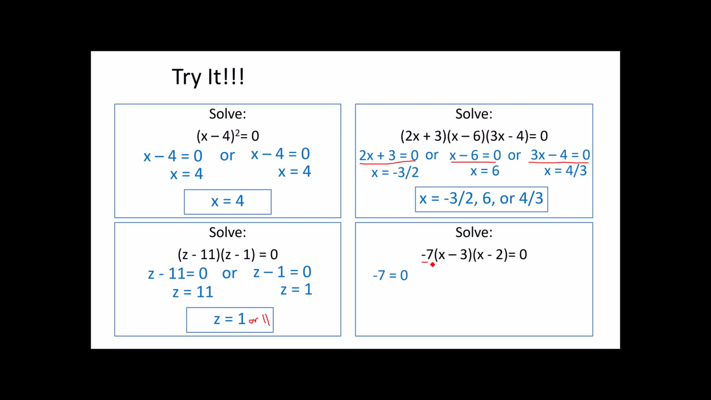This one's interesting. Either negative 7 equals 0, x minus 3 equals 0, or x minus 2 equals 0. Notice that negative 7 equals 0 doesn't make any sense. That's just a nonsense statement, so we're going to ignore that. I always take the time to write it out, though, because if this had been an x on the outside, x equals 0 would have been an acceptable solution. Then we just solve the other two. That's not bad, right?